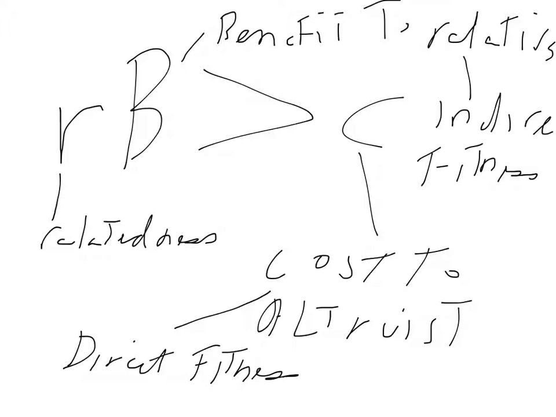So, this is where we've got the basic equation. R is relatedness. B is the benefit to the relatives. In other words, it's your indirect fitness, which is prorated by how related you are. And then C is the cost to the altruist in terms of direct fitness.